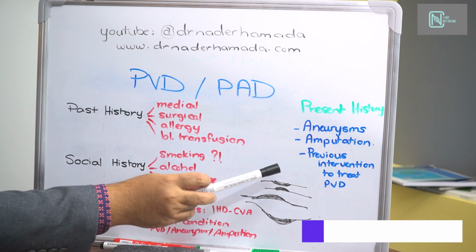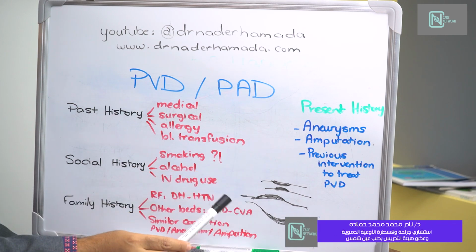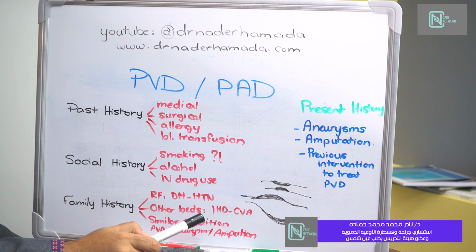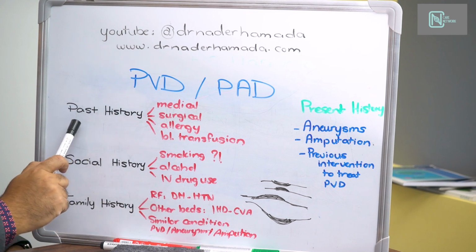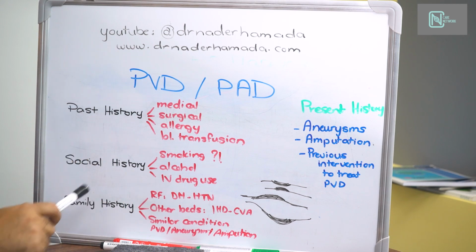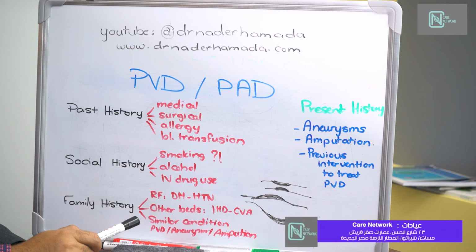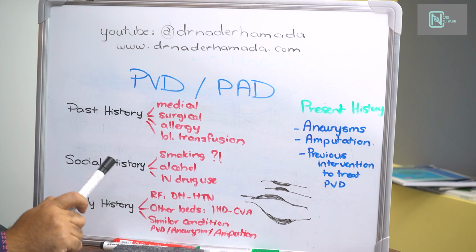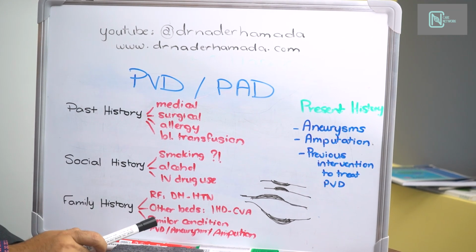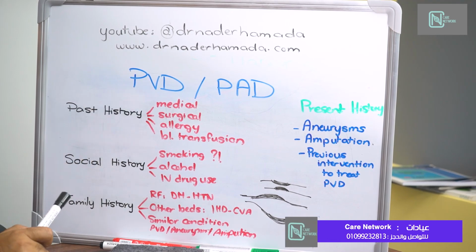We have to ask the patient as well about previous interventions that were done to treat peripheral vascular disease, either in the form of angioplasty, bypass, or endarterectomy, either on the same side, the ipsilateral side, or on the contralateral side. As regards past medical history, we have included all the other diseases that are risk factors for peripheral vascular disease or other beds affected by atherosclerosis in the present illness. If you didn't include them in the present illness, you have to ask about these risk factors and other beds affected by atherosclerosis in the past medical history.